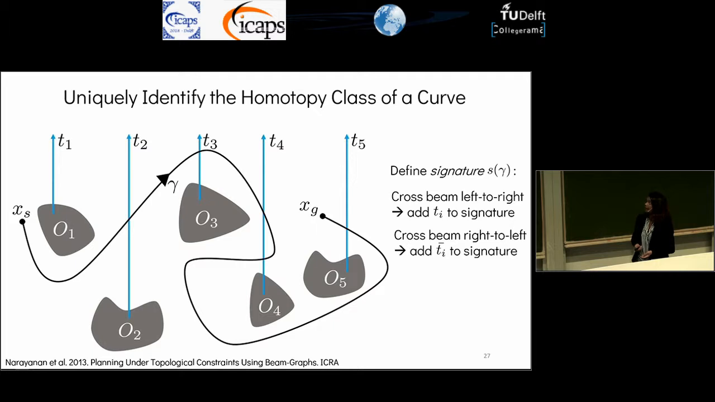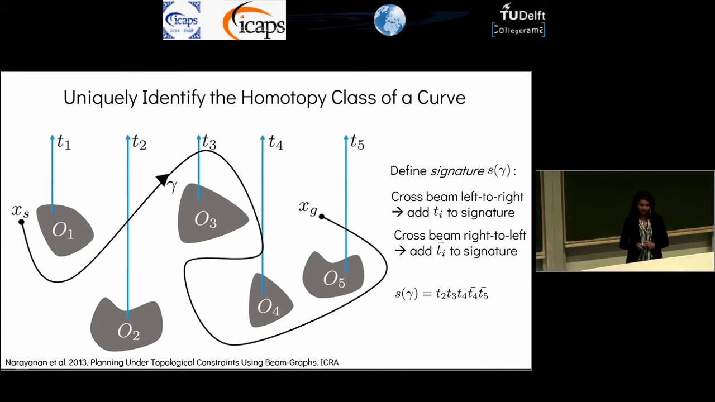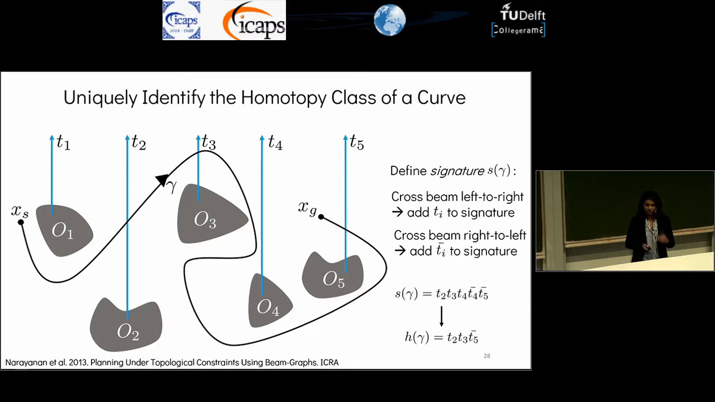In this example, we pass over T2, T3, and T4 from left to right, and T4 and T5 from right to left. So then our signature becomes T2, T3, T4, T4 bar, and T5 bar. But if you notice over here, around beam T4, we're passing over it and then back around. And this is as if we didn't pass over it at all. So we can actually reduce this signature. The most reduced form of this signature we call our H signature, and in this case, it is just T2, T3, and T5 bar.